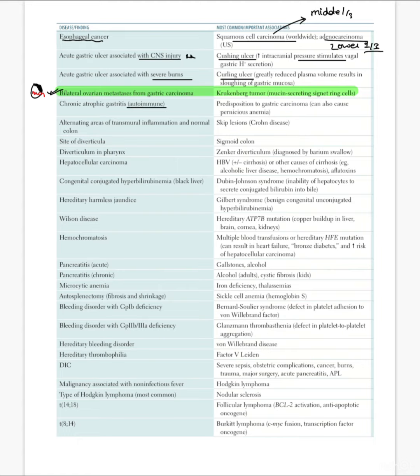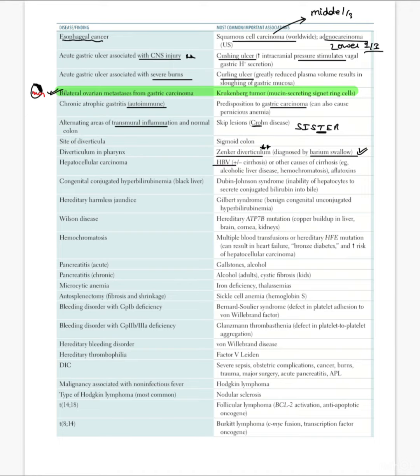Then chronic atrophic gastritis, the autoimmune type, can predispose to gastric carcinoma. Then alternating areas of transmural inflammation, guys, which is Crohn's disease, sister MAC. Already discussed, guys, T for transmural, okay. See, site of diverticula, sigmoid colon. Diverticulum in the pharynx, guys, that is Zenker diverticulum, meaning you have a defect between the cricopharyngeus and thyropharyngeus, guys, okay. So you have a diverticulum there, diagnosed by the barium swallow. Already I think I discussed this in one of the videos.